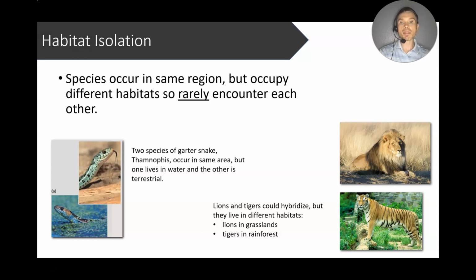Another example are the lions and tigers. Lions live in the grasslands of the savanna, and tigers live in the rainforest or in the jungles. Now, because they occupy different habitats, these 2 big cats do not mate in nature. And yes, I know you've probably heard of a liger. That does occur in a zoo-like habitat. They can actually mate, but naturally this does not occur, and that's why these are considered 2 separate species.